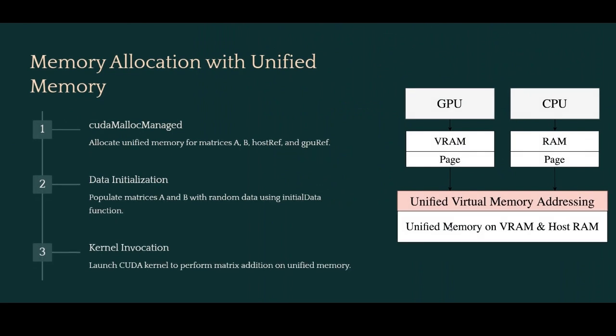Memory allocation with unified memory. First, the cudaMallocManaged function allocates unified memory for matrices A and B. Then data initialization: populate matrices A and B with random data using the initialData function. And finally, kernel invocation: launch the CUDA kernel to perform matrix addition on unified memory.